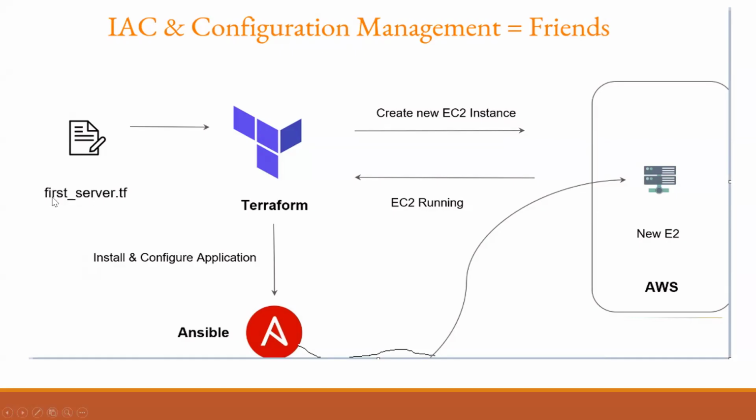The first step: through Terraform, create a new EC2 instance. When the EC2 instance is running, it informs Terraform, and Terraform informs Ansible that EC2 is running. Then Ansible installs and configures the application. Guys, understood? IaC and configuration management tools are both friends. Now you understood why these both are friends?